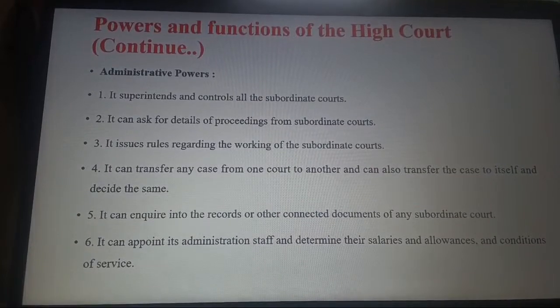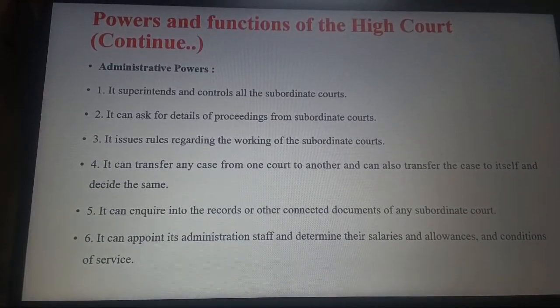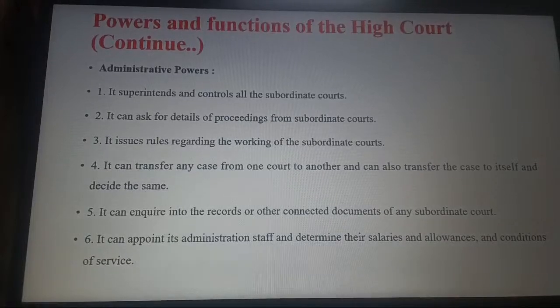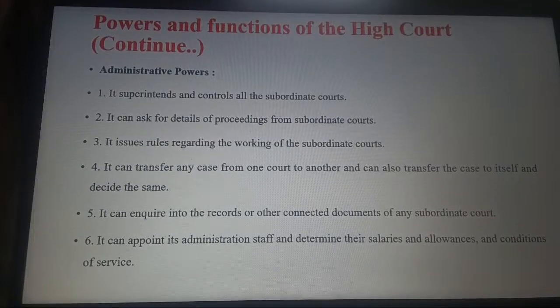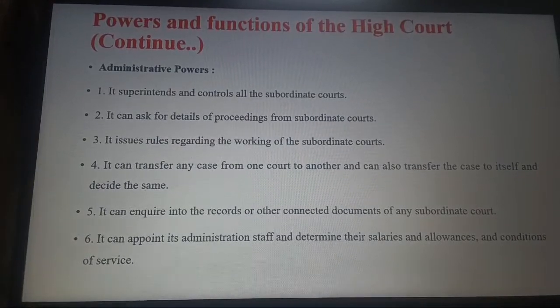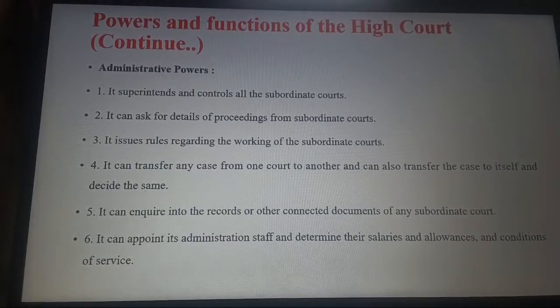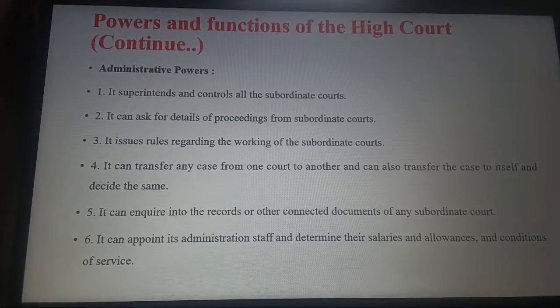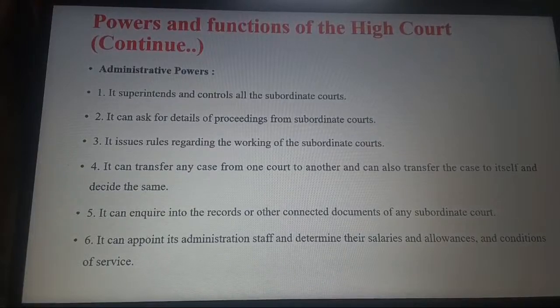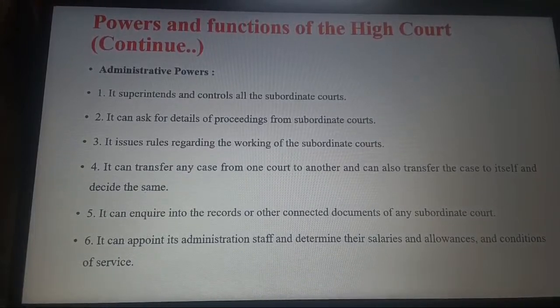Administrative powers. It superintends and controls all the subordinate courts. It can ask for details of proceedings from subordinate courts. It issues rules regarding the working of the subordinate courts. It can transfer any case from one court to another and can also transfer the case to itself and decide the same.